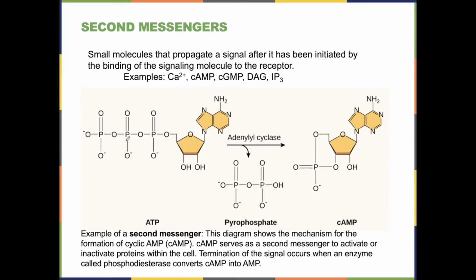part. In order to make cyclic AMP, we do start with ATP, and then there's a specific enzyme called adenylyl cyclase, which makes this chemical change happen to form the cyclic AMP. After the cell is done with the cyclic AMP, to terminate the signal, there's actually another enzyme that comes in and undoes the cyclic part of this to make it regular AMP.